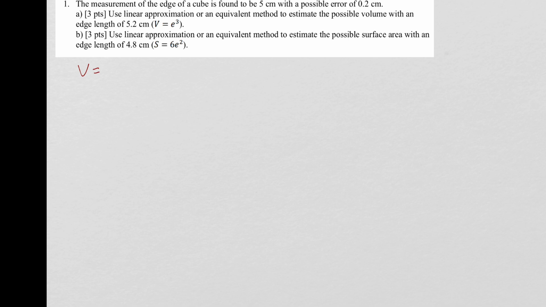I'm gonna take the volume equals E cubed. I'm gonna find the volume at side length of 5. So V of 5 is equal to 5 cubed, which is 125. I want to do y minus y1 equals m times x minus x1. You could use e's and v's, but I think it's easier to stick with x's and y's because that's what we're used to with tangent lines.